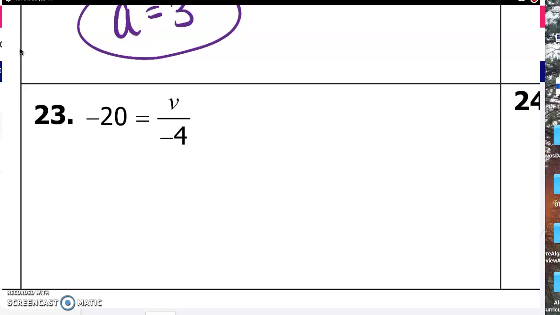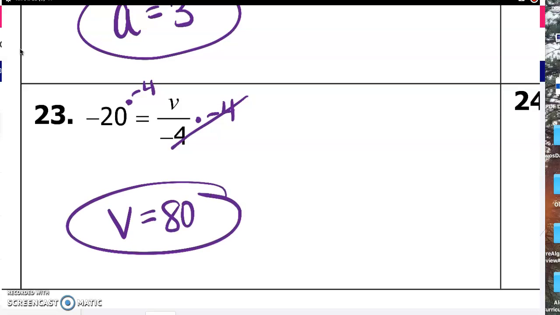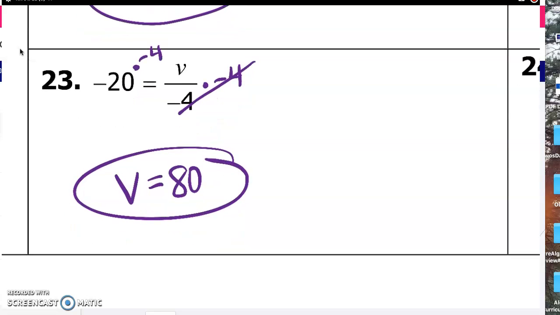23, v divided by negative 4. So I need to multiply by negative 4 to get rid of it. Times by negative 4, v equals 80. So again, if you check, you would do 80 divided by negative 4 to make sure you get negative 20.